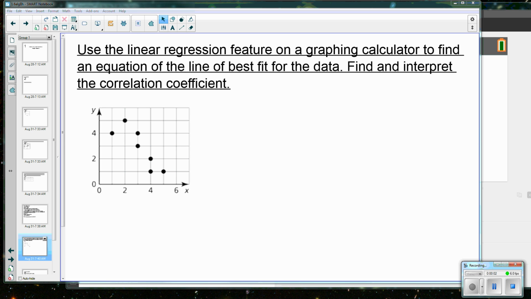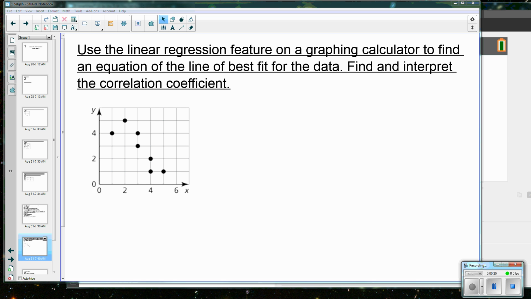Hi, my name is Michelle Broussard, and today I will be taking you through the linear regression feature on the TI-84 graphing calculator. So this is the problem that I use with my students. It asks to use the linear regression feature on a graphing calculator to find an equation of the line of best fit for the data. Find and interpret the correlation coefficient.